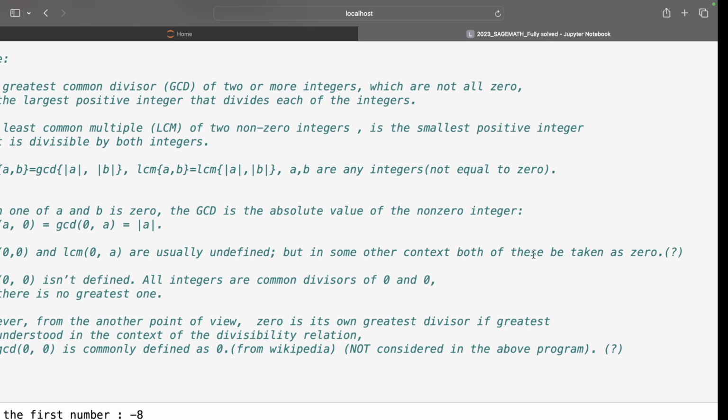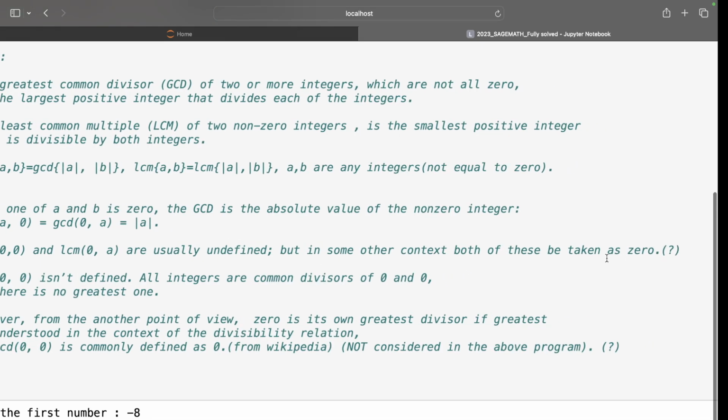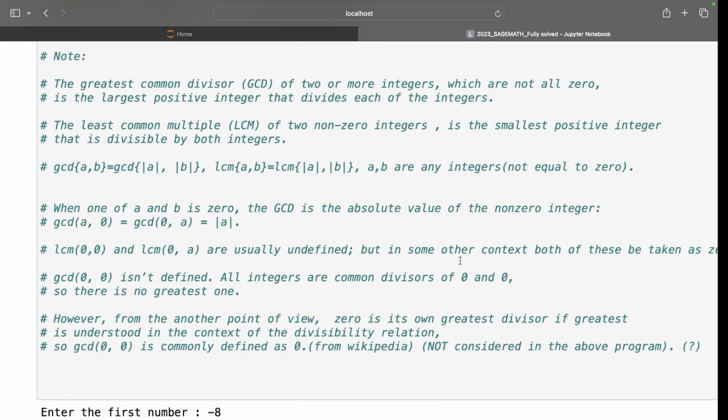In the special cases we avoid LCM of 0 and A. It is usually undefined, but in some other contexts it is taken as 0. And GCD of 0 and 0 is not defined. All integers are common divisors of 0 and 0, so there is no greatest one. But from another point of view, 0 is its own greatest divisor, if greatest is understood in the context of the divisibility relation.